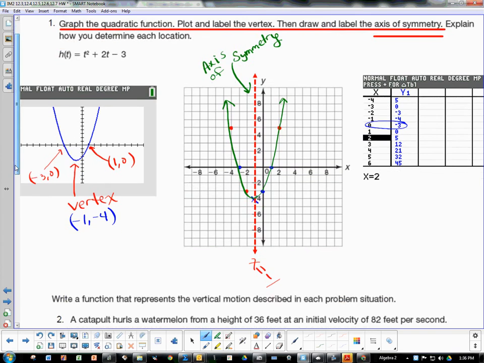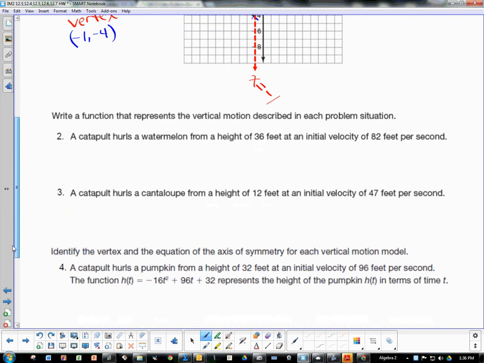There's number one. Number two. Number two says, write a function that represents the vertical motion described in each problem situation. All right, you need to have a formula for this, and the formula will be the following.